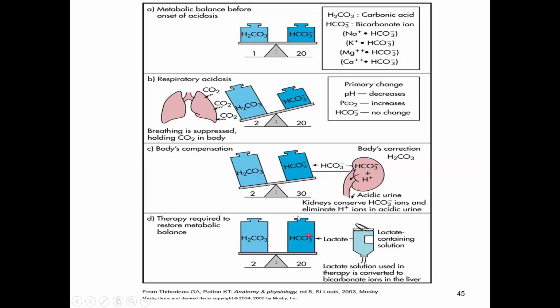And treatment is also given. You can see here that the ratio is coming back to normal slightly. Previously it was 2:20, but now it becomes 30 just by the kidney compensation. Then, with the help of external treatment, by giving lactate solution, the ratio usually comes back to normal. So always remember that in case of acidosis, whether it is metabolic or respiratory, the therapy is always lactate solution.